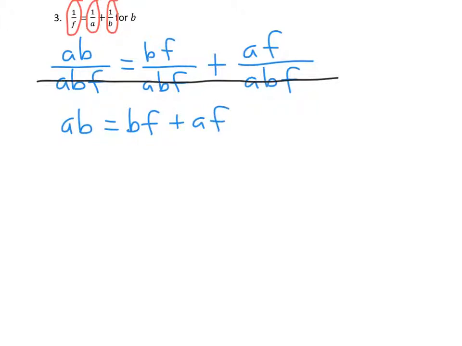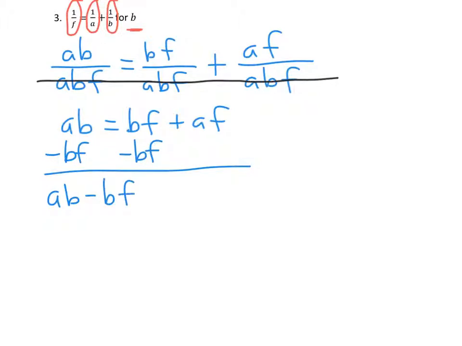Now, what are we trying to solve for in this problem? We're trying to solve for B. So we want to get all the terms that have B in them on one side and all the terms that don't have B in them on the other. We want it separated. So if we look through this, this term has B in it, and so does that one, and this one doesn't. So really you'd like to get this term BF over to the left side of the equation. So we'll subtract BF from both sides. That gives us AB minus BF equals AF.